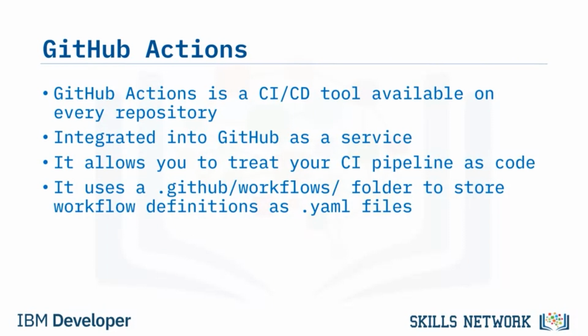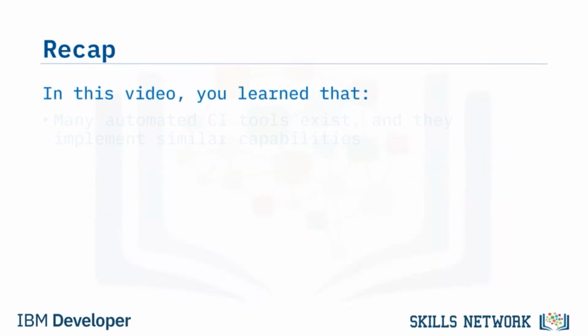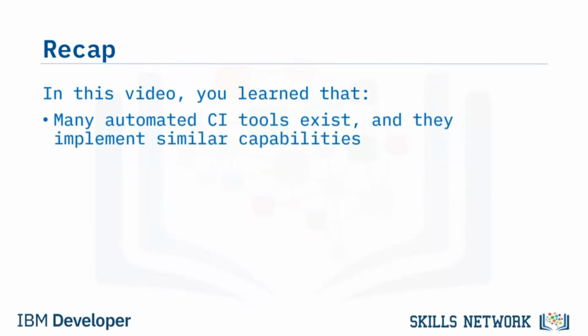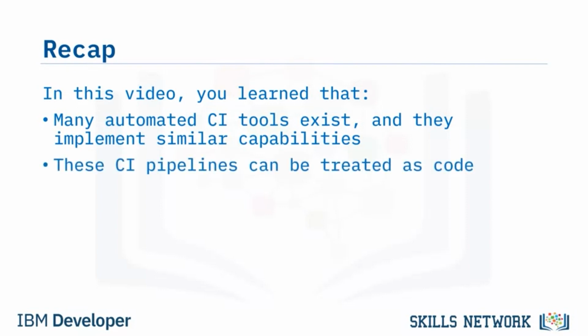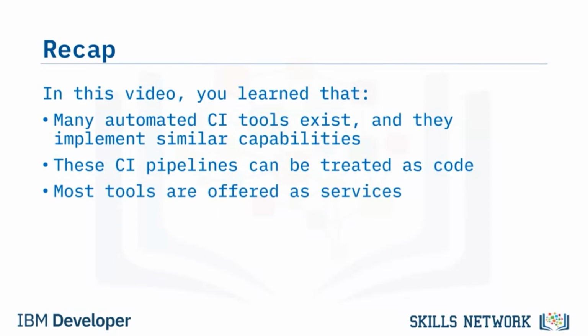In this video, you learn that there are many automated CI tools out there with different pros and cons, and most of them have similar characteristics. Each of these tools provides CI pipelines that can be written as code, enabling automation and repeatability. And tools such as CircleCI and Travis CI are offered as services so that you don't have to worry about managing them.